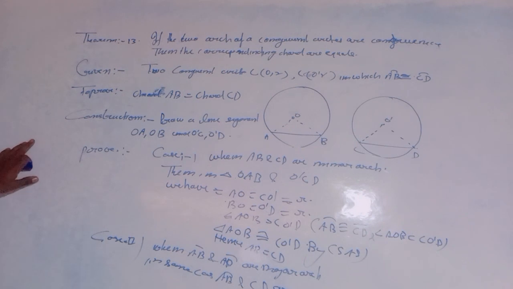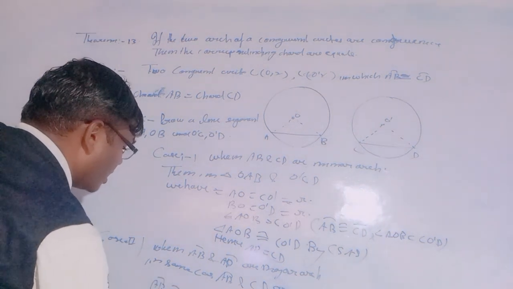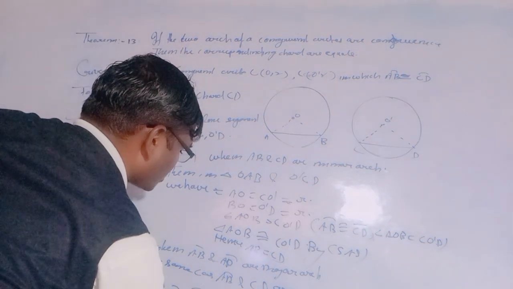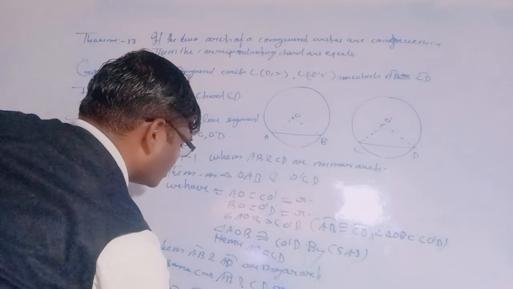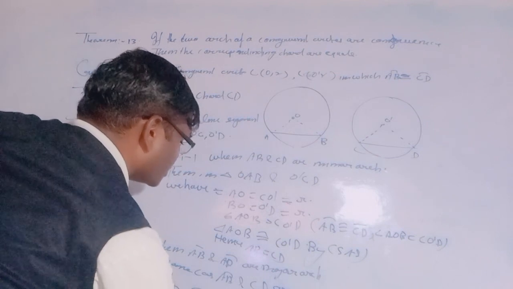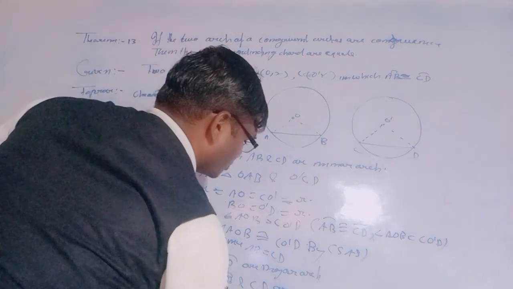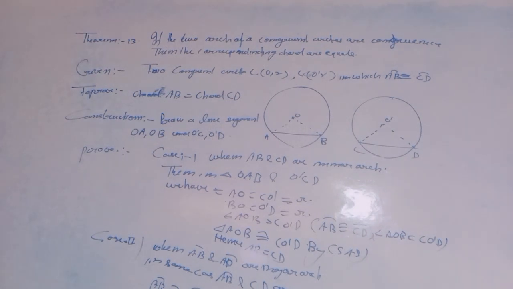Then arc AB is congruent to arc CD. Got it? So arc AB is equal to arc BA, congruent to arc DC. Same as reverse. So we can say that BA is equal to DC. So AB is equal to CD.